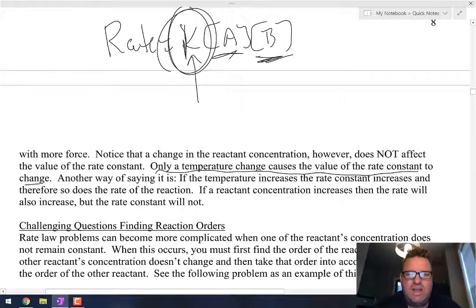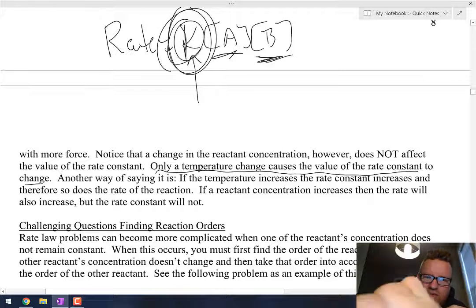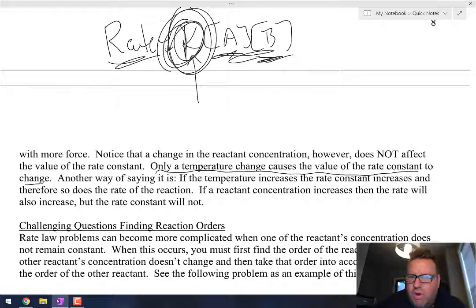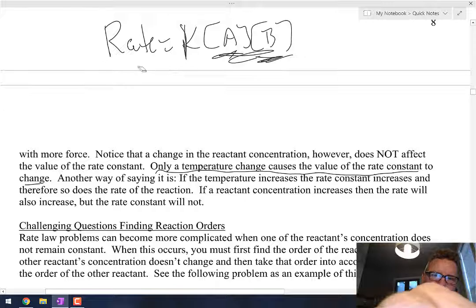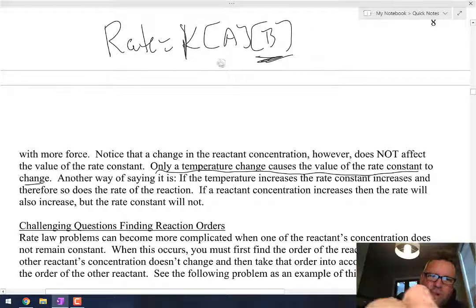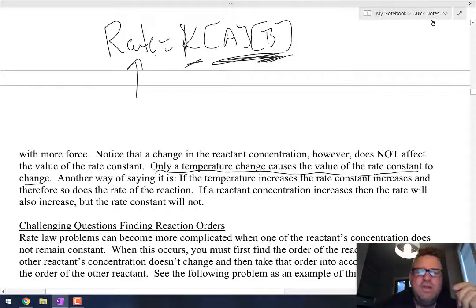Another way of saying it is if the temperature increases, the rate constant increases, and therefore so does the rate of the reaction. Obviously if this number gets bigger and these don't change, of course the rate has to go up. If a reactant concentration increases though, then of course the rate will also go up as long as it's not zero order, but of course the rate constant will not. So when this gets bigger, these don't change, but of course this does. And likewise, when these get bigger, this doesn't change, but of course the rate does go up.